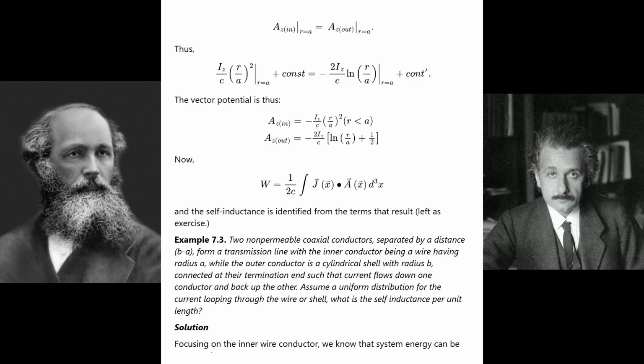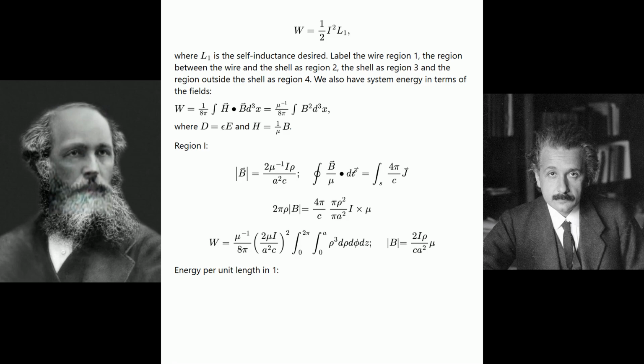Solution. Focusing on the inner wire conductor, we know that system energy can be expressed as. See the next equation, where L sub 1 is the self-inductance desired. Label the wire region 1, the region between the wire and the shell as region 2, the shell as region 3, and the region outside the shell as region 4.